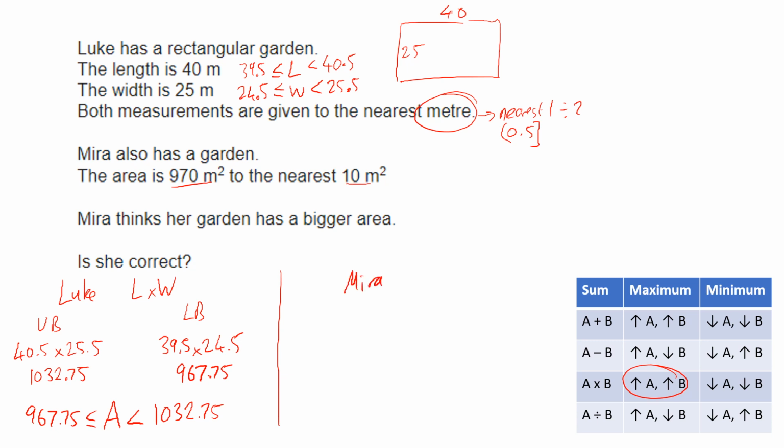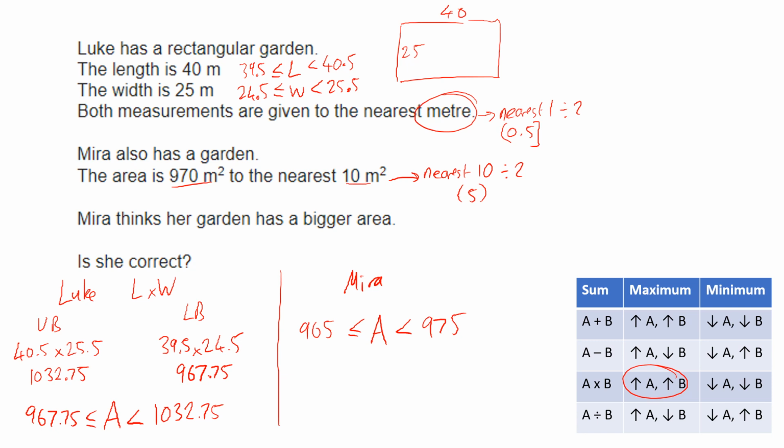See, Mira is different because it doesn't give you length and width and say they've both been rounded. Mira gives you the area and says that's been rounded. So this is this rare case where you take the final answer and that's what you add and subtract to. This has been rounded to the nearest 10. So if we halve it, it's 5 that we need to add and subtract from that. So Mira's garden is just between 975 and 965.